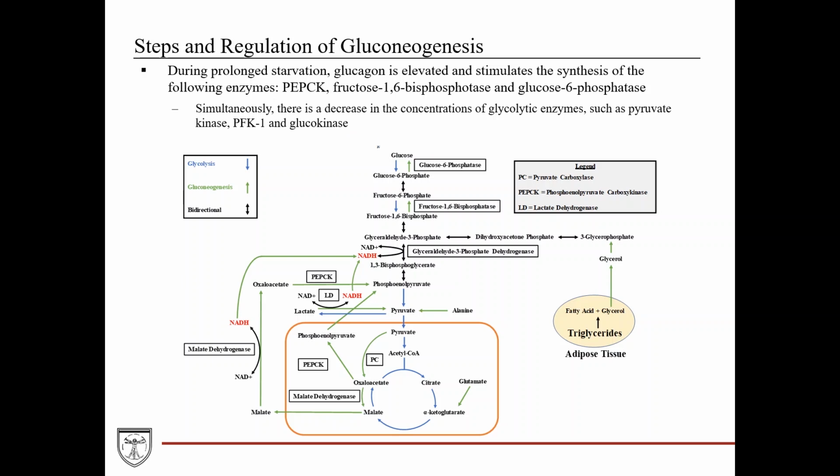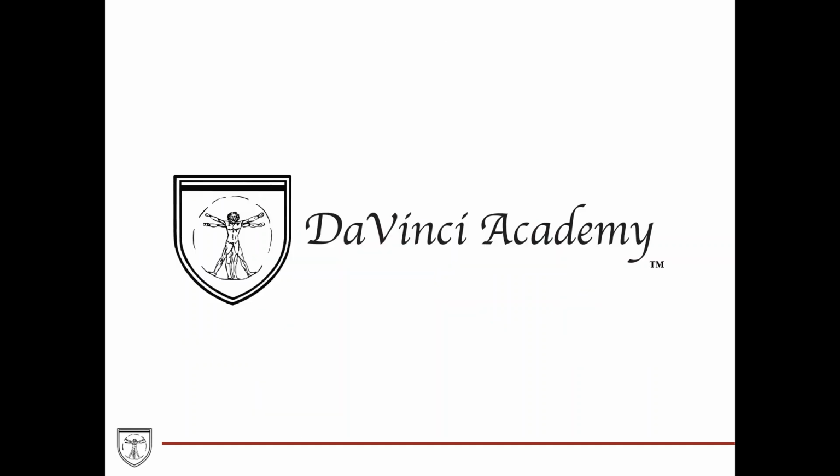All right, so lastly here, this is just kind of a summary slide that ties together a few points I've made throughout the lecture. So during prolonged starvation, glucagon is elevated, which we've mentioned, and it stimulates the synthesis of gluconeogenic enzymes. Specifically, it stimulates the synthesis of PEPCK, both the mitochondrial form and the cytosolic form. It stimulates the synthesis of fructose 1,6-bisphosphatase, and then glucose 6-phosphatase as well. So these 3 enzymes are the main ones it stimulates the synthesis of. At the same time, it actually decreases the concentration of glycolytic enzymes, such as pyruvate kinase, PFK1, and glucokinase. All right, so that closes out our discussion of gluconeogenesis.